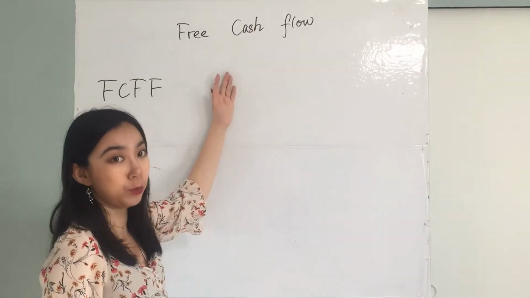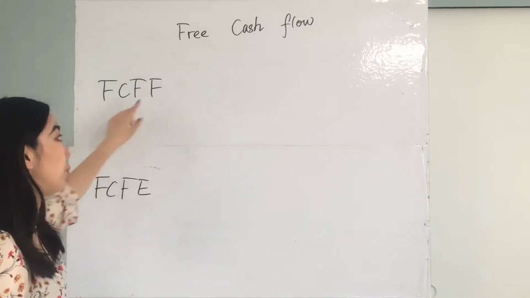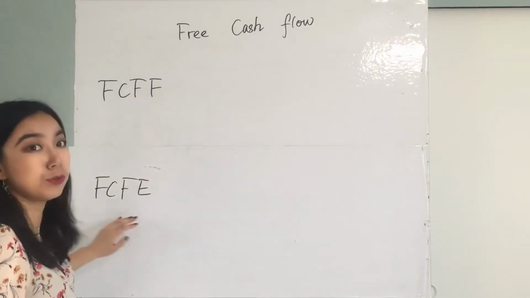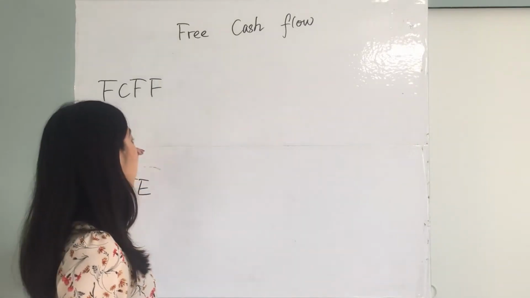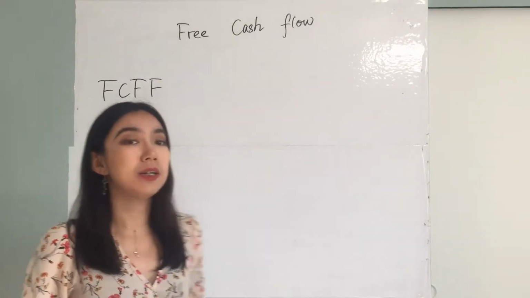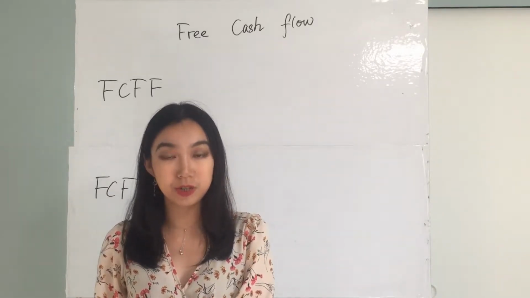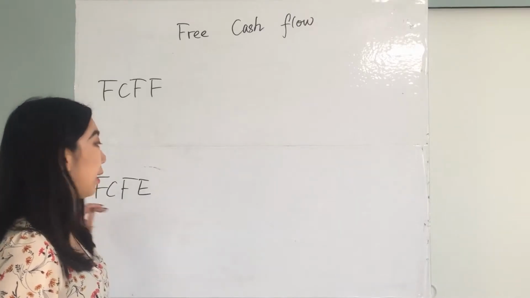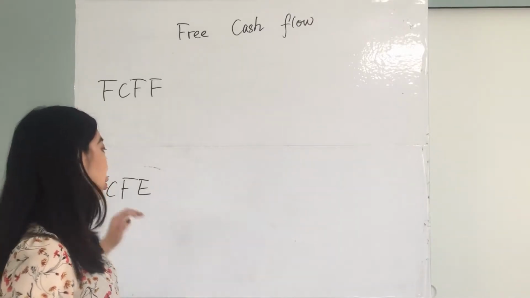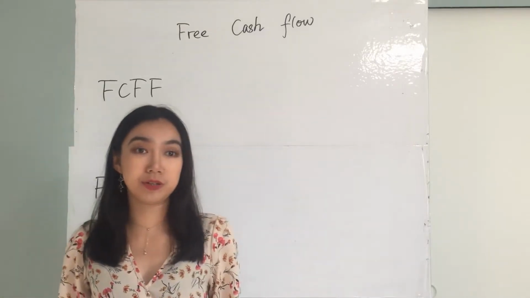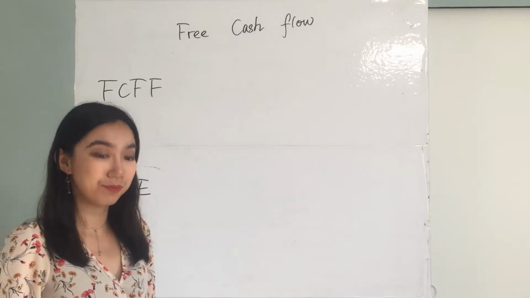For the free cash flow, we can talk about it separately as the free cash flow to the firm and the free cash flow to equity. The difference is, when we talk about the firm, it is the cash available for both the stockholders and the bondholders. But for the free cash flow to equity, which means the cash available to all the stockholders, we can start with the free cash flow to the firm.